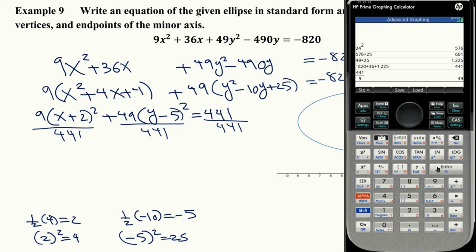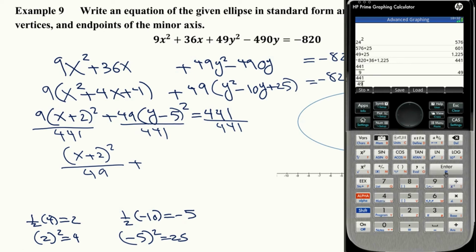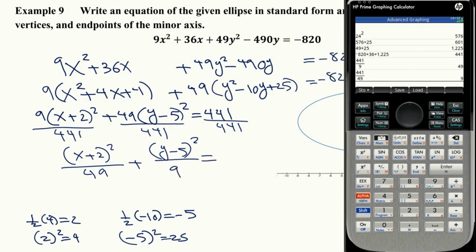49. So I get quantity x plus 2 squared over 49 plus, so of course that means 441 over 49 should be 9, as of course it is. So then we get quantity y minus 5 squared over 9 is equal to 1. All right, now we're ready to go ahead and graph it.